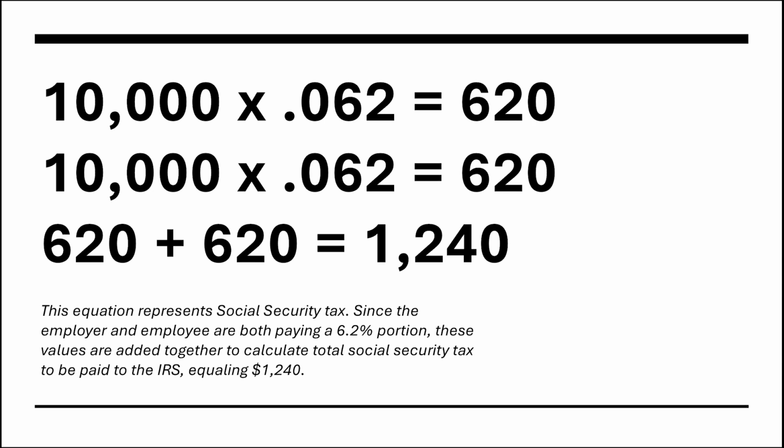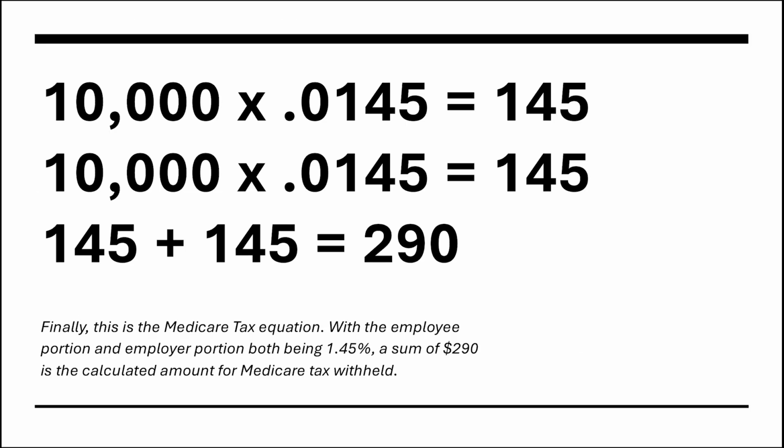Next up, we have the Social Security tax. This is seen in box 5A of Form 941, where they multiply 10,000 by 0.124. I've just broken it down into two separate equations, which are the same because there's an employee portion and an employer portion, both being 6.2%. Once you calculate that and add them together, you get $1,240 for Social Security tax.